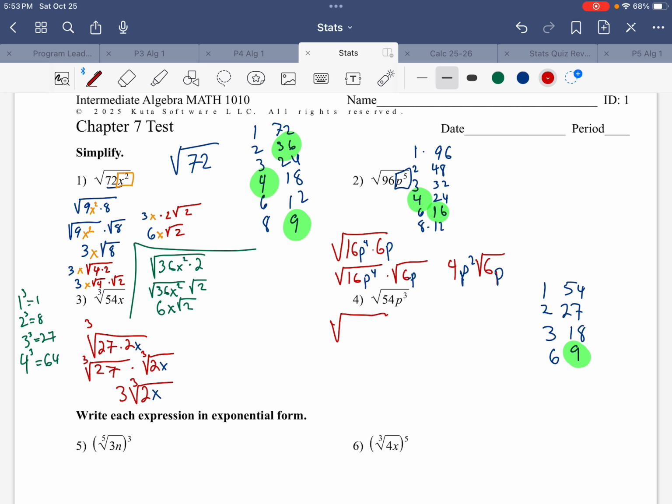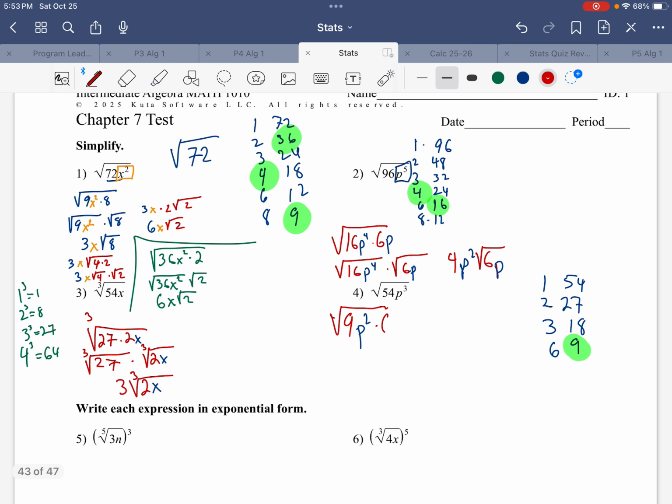I'll break this up like the square root of 9. If it's p cubed, I can factor off p squared times 6p. Now it's the square root of 9p squared times the square root of 6p. And the square root of 9p squared is going to simplify to 3p, and the square root of 6p.